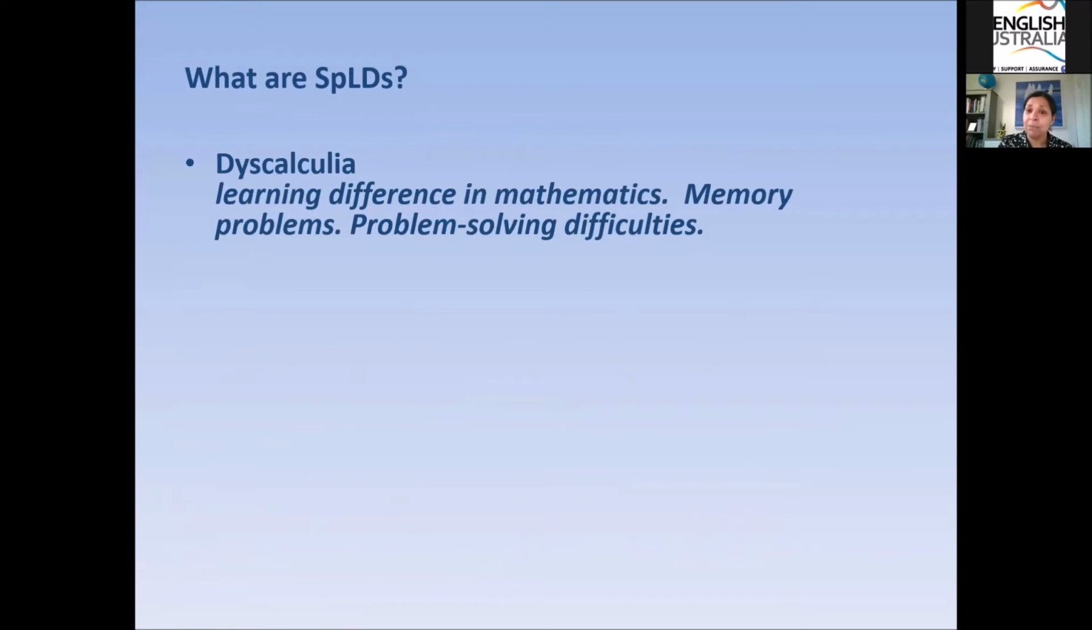And this can impact language learning as well. Again, you've got the memory side of things and also problem solving difficulties. So someone with dyscalculia, just because it's a problem with numbers doesn't mean that it doesn't impact language learning. It does, because of the other things that manifest from it.